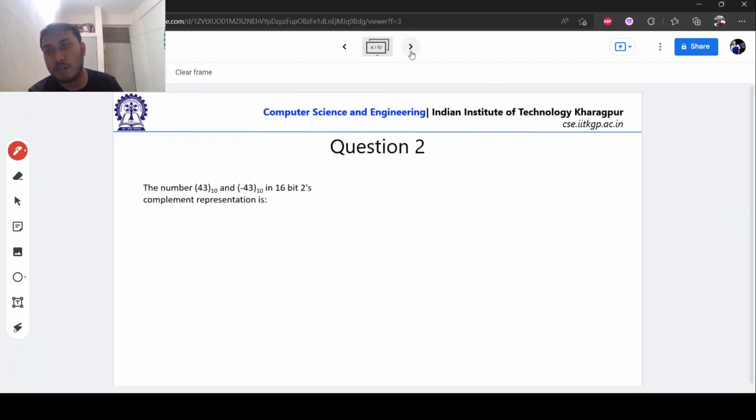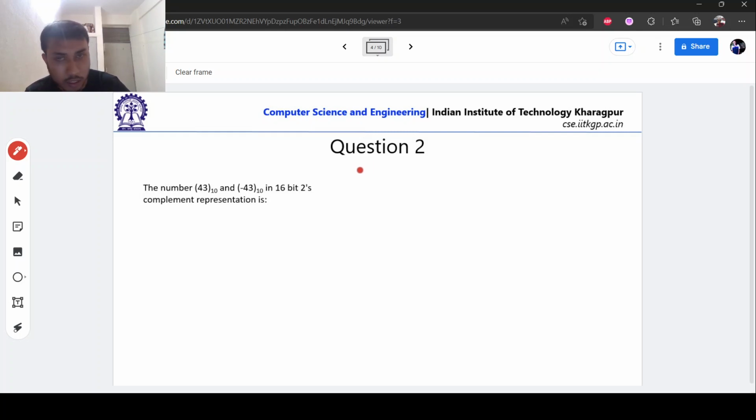So the question is, what is the 2's complement representation in 16 bit of 43 and minus 43? So these are 43 to the base 10, which is a decimal, and minus 43. So what happens in 2's complement? If you remember your lectures, in 2's complement representation, positive numbers are represented as they are, and a negative number is represented as 1's complement, and then 1 is added.